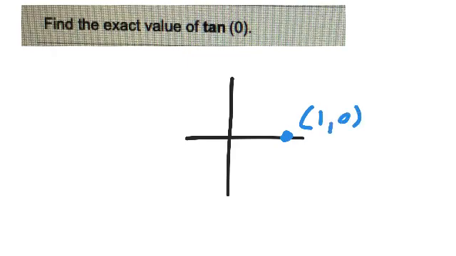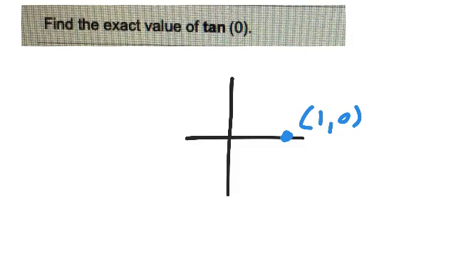Okay, so I'm looking at this one. It tells me to find the exact value of tangent of 0. So this is one of my special cases where I rotate onto an axis. I've rotated nowhere, so this point is the point (1, 0). This is not in your notes. I'm doing this freelance, because I don't think your notes have enough questions for you.